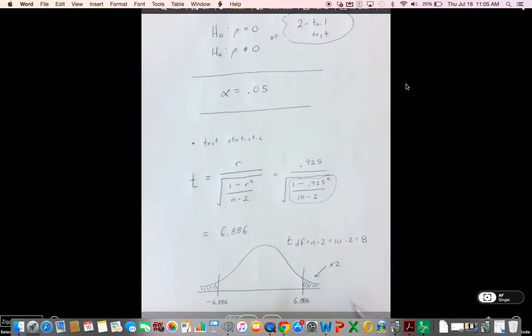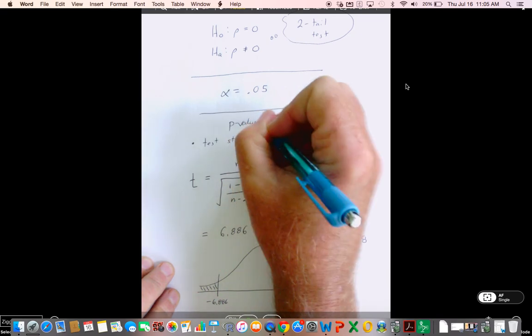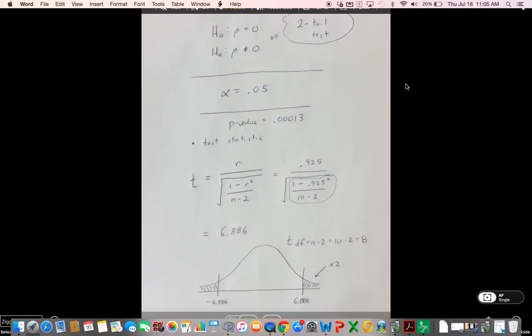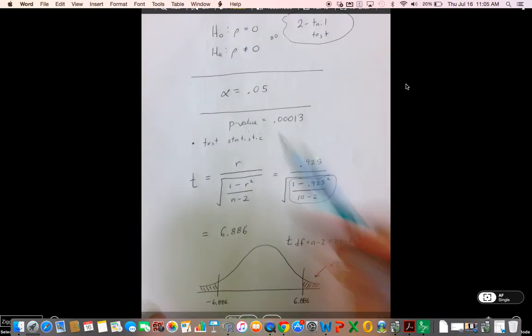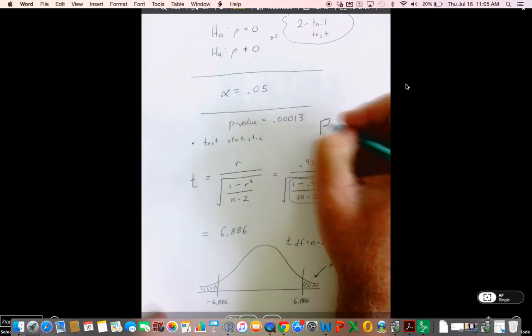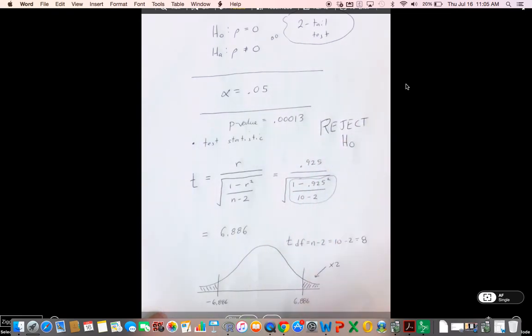So my p-value here is 0.0013. Is that less than my alpha? Yes. So I reject, and I have statistical significance. My R value is statistically significant.